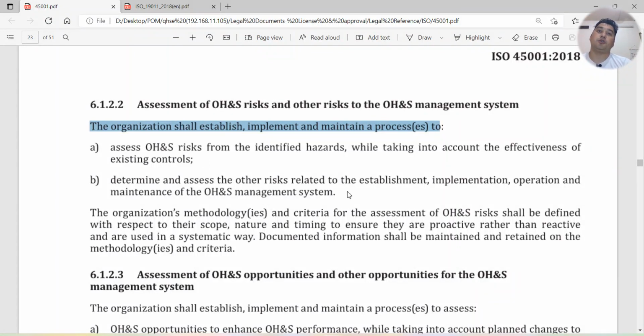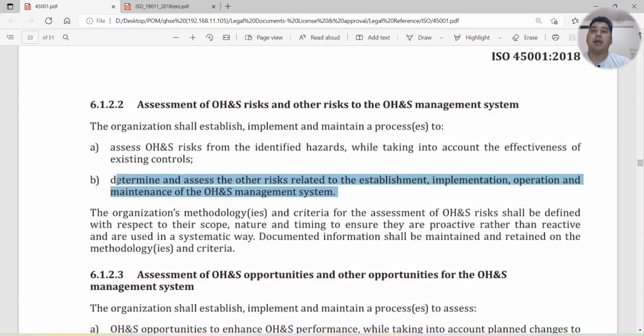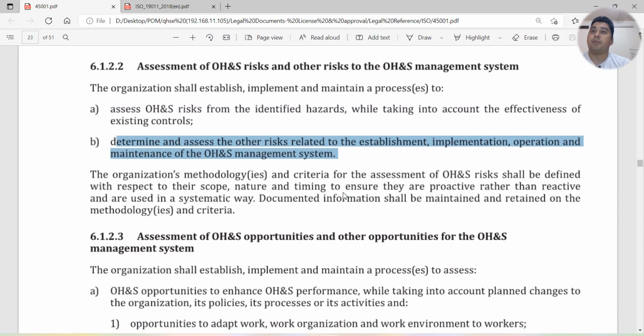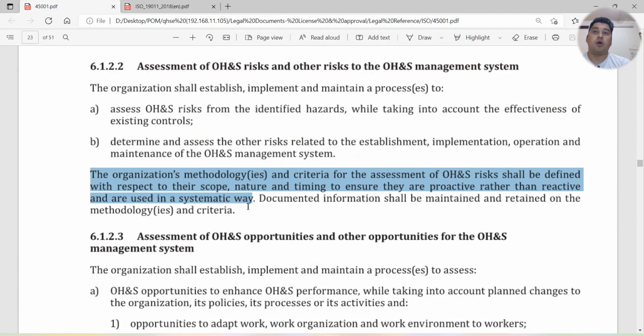Determining and assessing the other risk related to the establishment, implementation, operation, and maintenance of the OHS management system. So you should have a process to determine and assess the other risk also, which is related to the establishment, implementation, operation, and maintenance of the OHS management system. Organizational methodologies and criteria for the assessment of OHS risk shall be defined with respect to their scope, nature, and timing to ensure they are proactive rather than reactive and are used in a systematic way. Documented information shall be maintained and retained on the methodology and criteria.